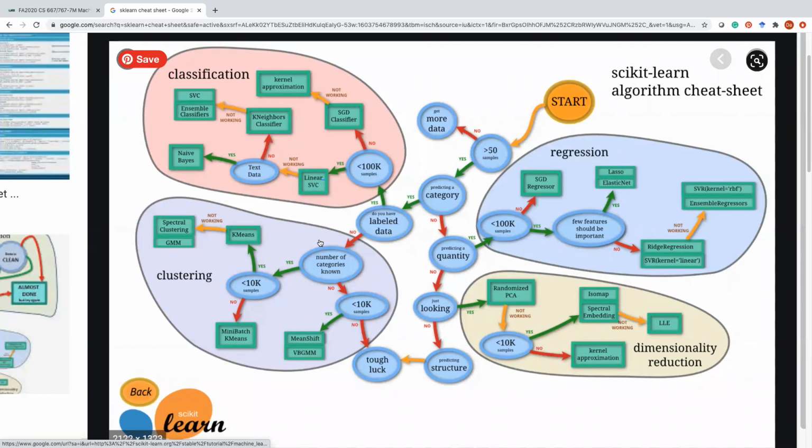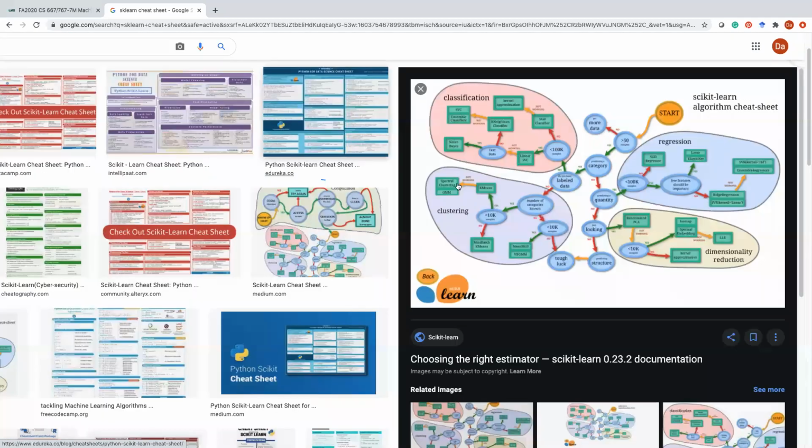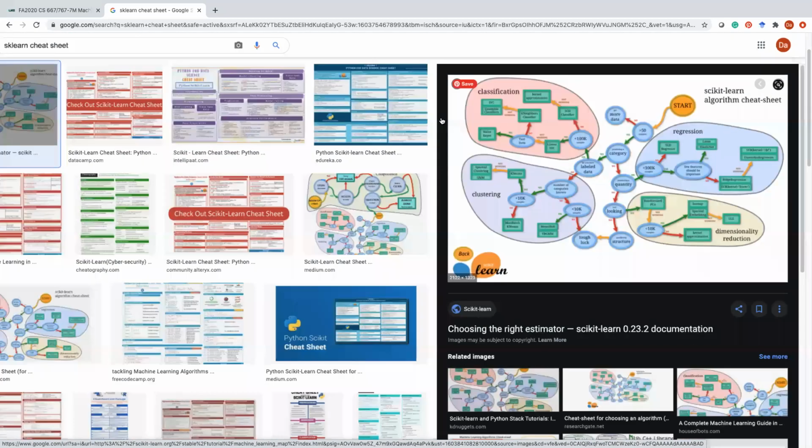If your data is too small, then you get more data. If you have at least 50 samples, then you continue. If you are predicting a category, you go to classification. Then you see how many samples you have and use different methods. But again, this is not always accurate. You just try all the methods and see which one works well.